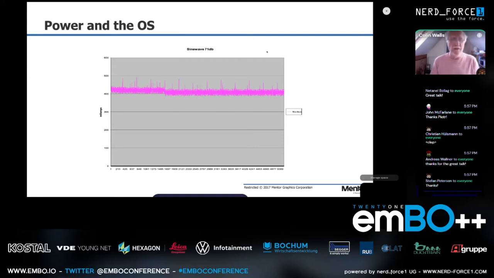This is using a real-time operating system. He then took exactly the same application code, but changed the operating system underneath, and he ran it under Linux.